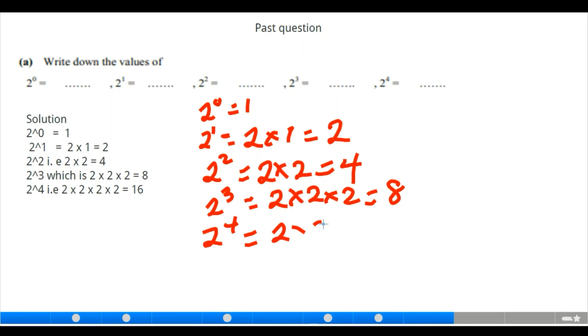Now 2 raised to power 4 is going to be what? 2 multiplied by 2, multiplied by 2, multiplied by 2. That implies that you are multiplying 2 in 4 places. So 2 times 2 will give us what? 4. 4 times 2 is what? 8. 8 times 2 will give us 16.